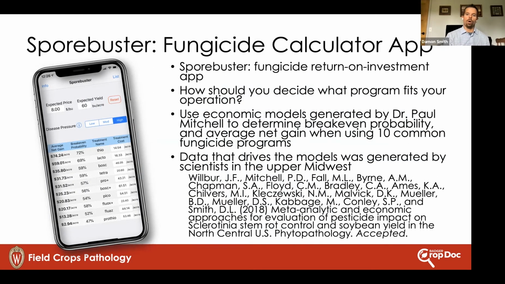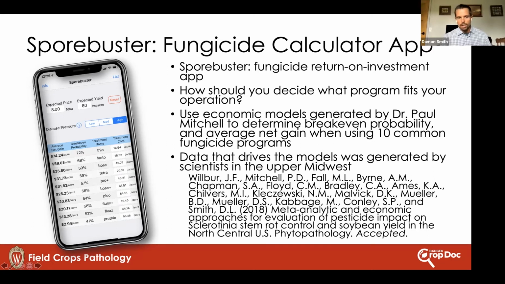So we've developed one app called Sporebuster. This is actually a fungicide calculator app, where we can go in and run different scenarios based on some economic models that we generated with Paul Mitchell here at the University of Wisconsin. And so basically what you can do, download this for free from either the iPhone or Android store. You can put in your expected price per bushel. You can put in your expected yield for a particular field.